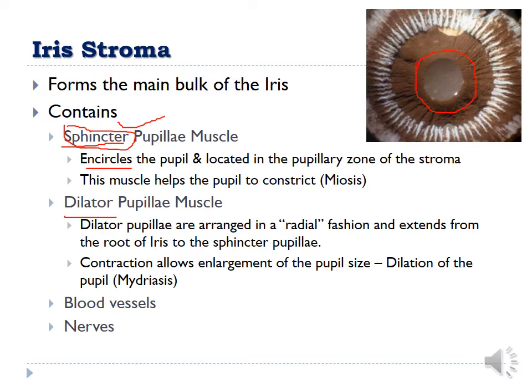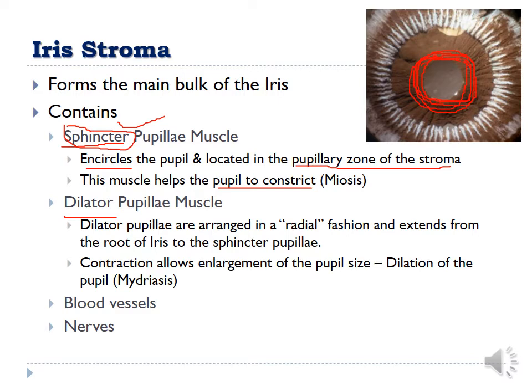That is the position of the sphincter pupillae, and it is located in the pupillary zone of the stroma. What is the function of this muscle? It helps the pupil to constrict. So what happens is this muscle will become active. This sphincter pupillae is like a circular muscle. So if the pupil wants to constrict, the diameter of the muscle gets smaller and it constricts and pulls towards the center, and the pupil becomes smaller.